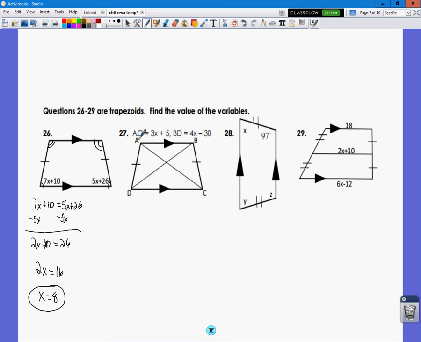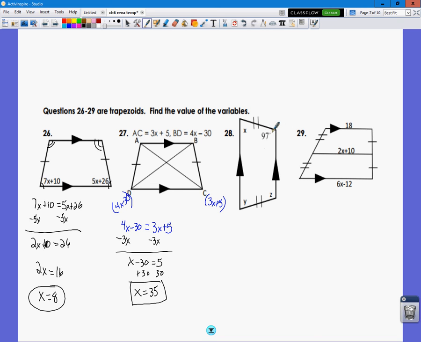In this next problem, they gave me the length of AC. I can see it's an isosceles trapezoid again. They told me AC, one of the diagonals, was 3x plus 5. They told me my other diagonal was 4x minus 30. And in an isosceles trapezoid, I do know that these two values are equal to each other. So 4x minus 30 is equal to 3x plus 5. Solving this algebraically, putting my x's together, I have x minus 30 equals 5. Adding 30 to both sides, I get x equals 35.